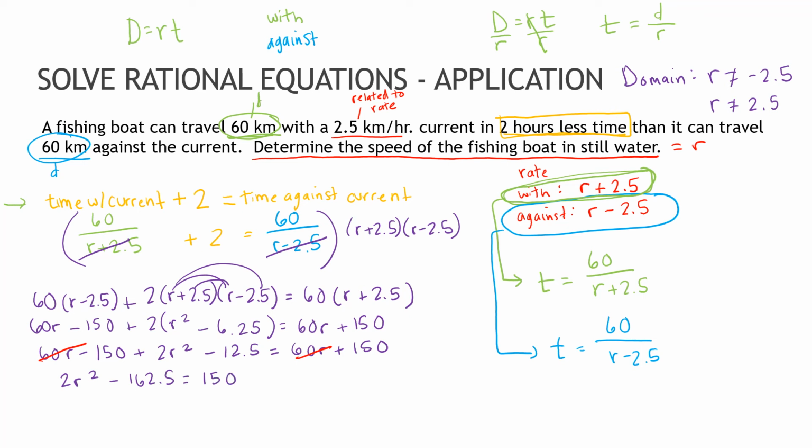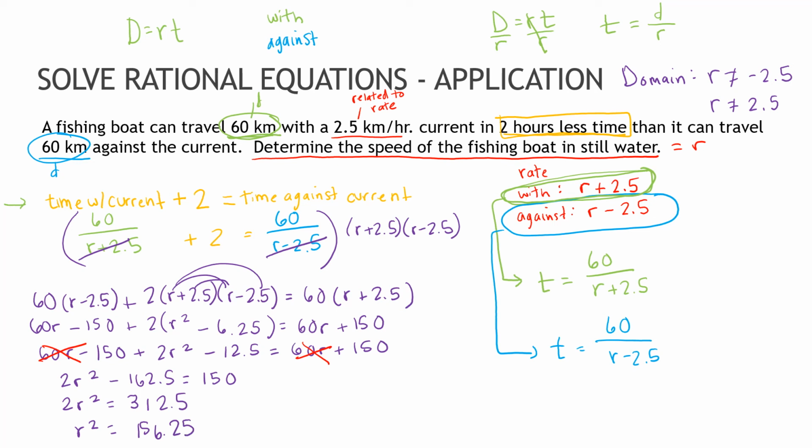So I either want to get everything to the right or everything to the left, or maybe I want to split them up. And if you'll notice, because I was able to cross off these 60 r's, I don't have a middle value, a b value anymore. So it just makes sense for me to actually split them and solve using the square root property. So if I add 162.5 to each side, I get 312.5. Divide each side by 2, I get 156.25.